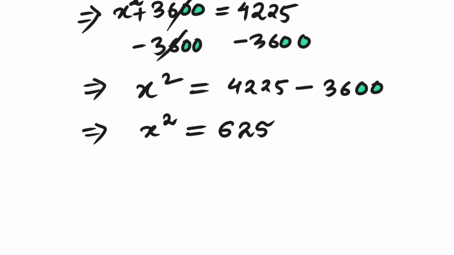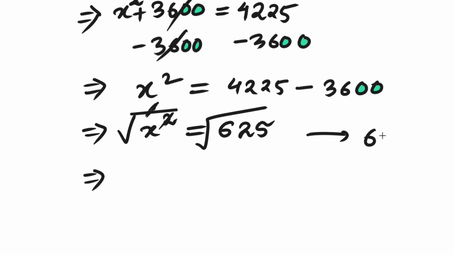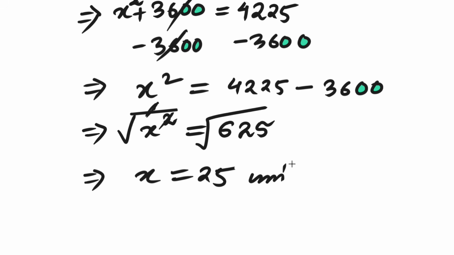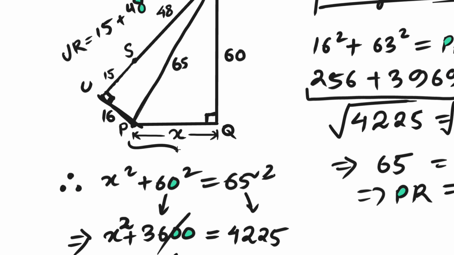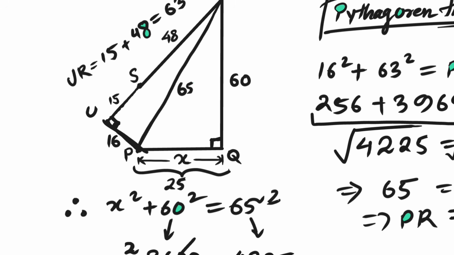And finally, just like before, to solve for x itself, we take the square root of both sides, undoing that square completely. And the square root of 625 comes out to a nice clean whole number, 25. So x equals 25 units, and that, right there, is our final answer. The unknown side of this irregular pentagon is 25.